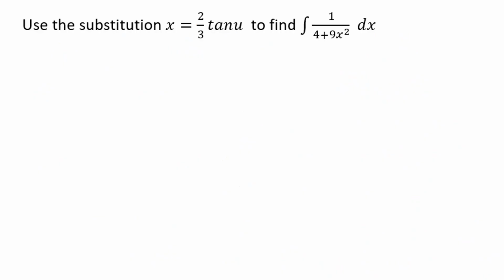Going to do another substitution question now. So we're using this substitution, x is 2/3 tan u for this integral. So let's get dx on the go to start with. dx by du is going to be 2/3 sec squared u. Cross multiply to see what dx is worth. dx is equal to 2/3 sec squared u du. Now I need to substitute for x squared. So what's x squared? x squared is equal to 4/9 tan squared u.